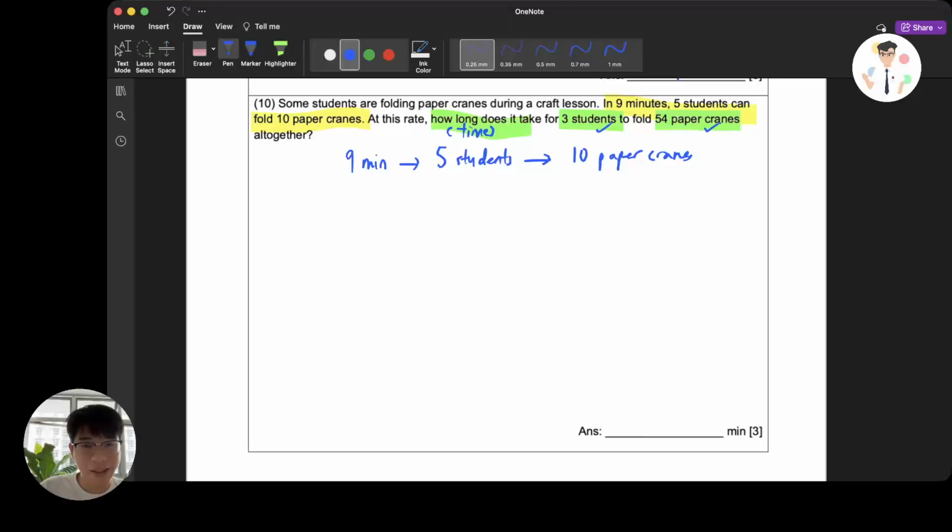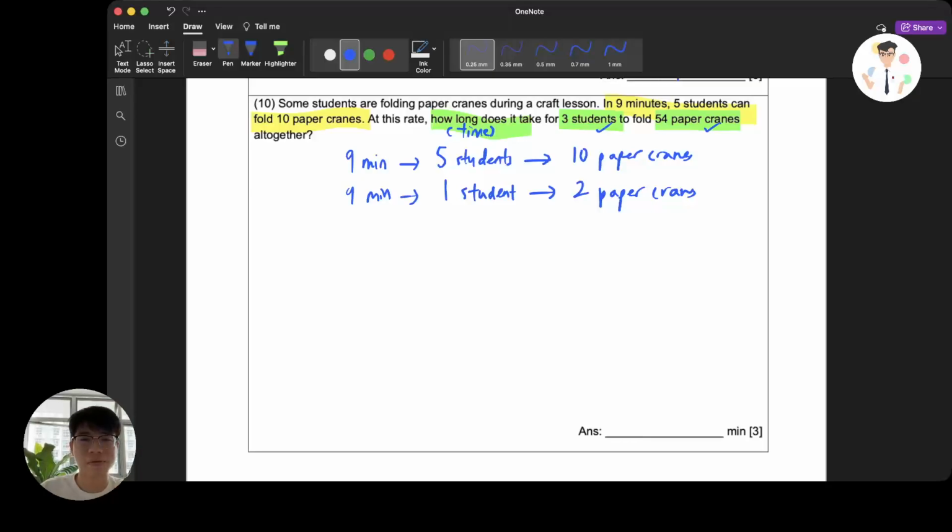If in 9 minutes, 5 students can fold 10 paper cranes, so I can actually say that in 9 minutes, 1 student actually can fold how many? 2 paper cranes. Does it make sense? Because I can just look at here, 5 students, 10. 1 student, 2.